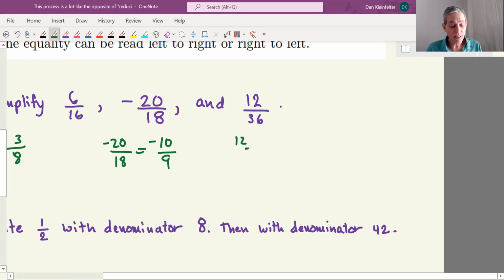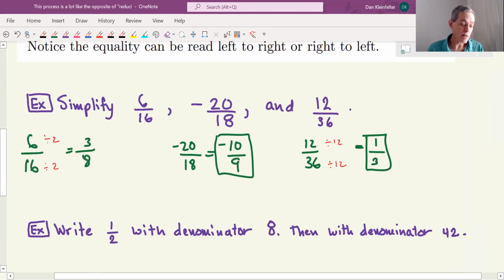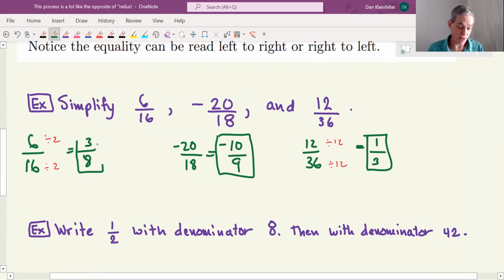So 12/36, here the numerator and denominator are both divisible by 2, 3, 6, 4 and 12. We could take our biggest bite out of it by dividing the numerator and denominator by 12. So let's do that. So 12 divided by 12, of course, is 1, and 36 divided by 12 is, of course, 3. So that, just to kind of review, is how we executed simplifying fractions.